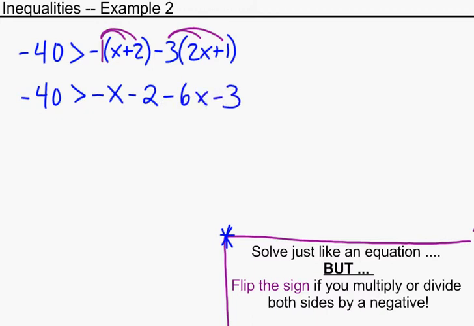So I now have a lot of like terms I need to combine. I can put the x with the x and the number with the number. So the negative 40 is just chilling over here on the left-hand side. I end up with negative 7x's because that's a negative 1x and a negative 6x, and minus 5. I've simplified both sides down as far as I can.